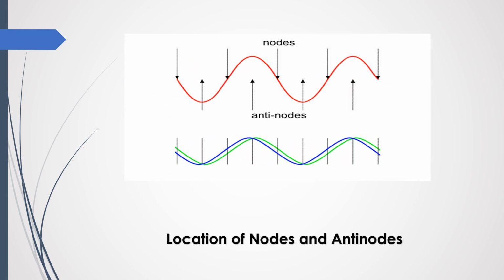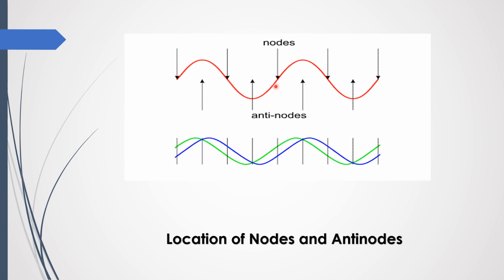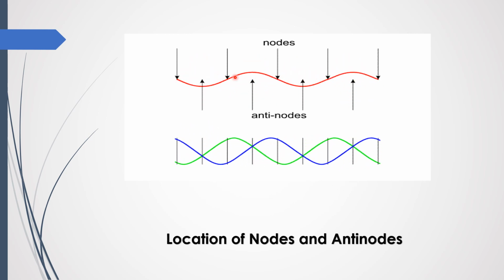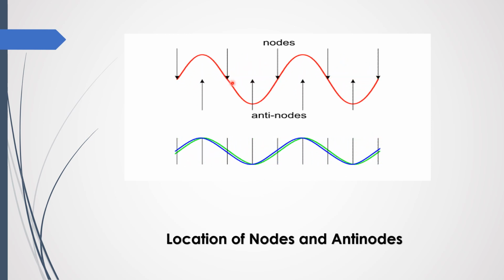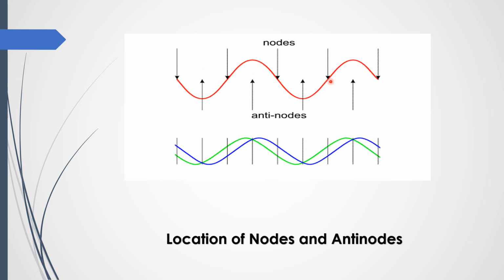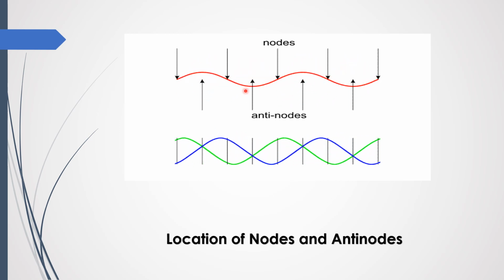So here is a diagram which represents the location of nodes and antinodes. If we talk about nodes, we have nodes at 0, then we have half lambda, then we have lambda, then we have 3 lambda by 2, and then we have 2 lambda, and so on.